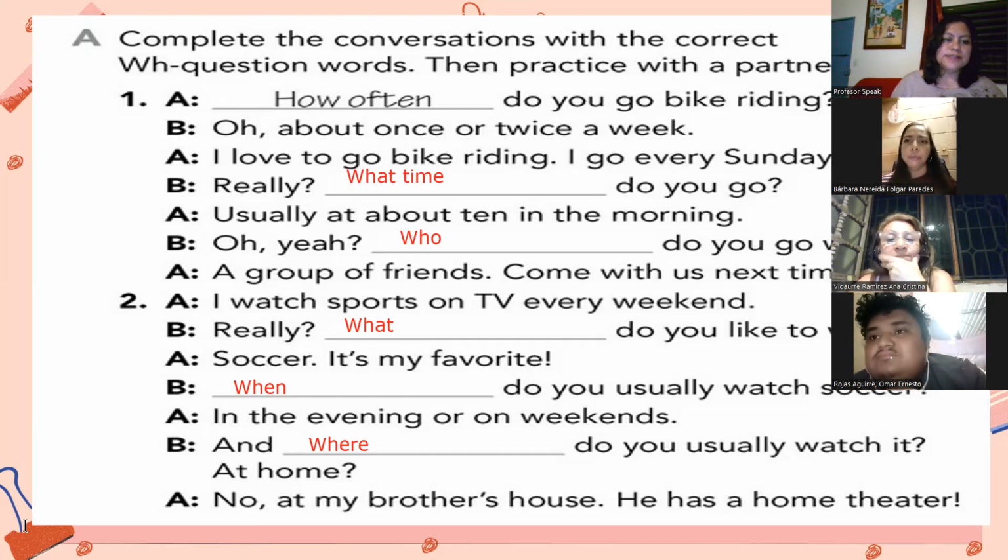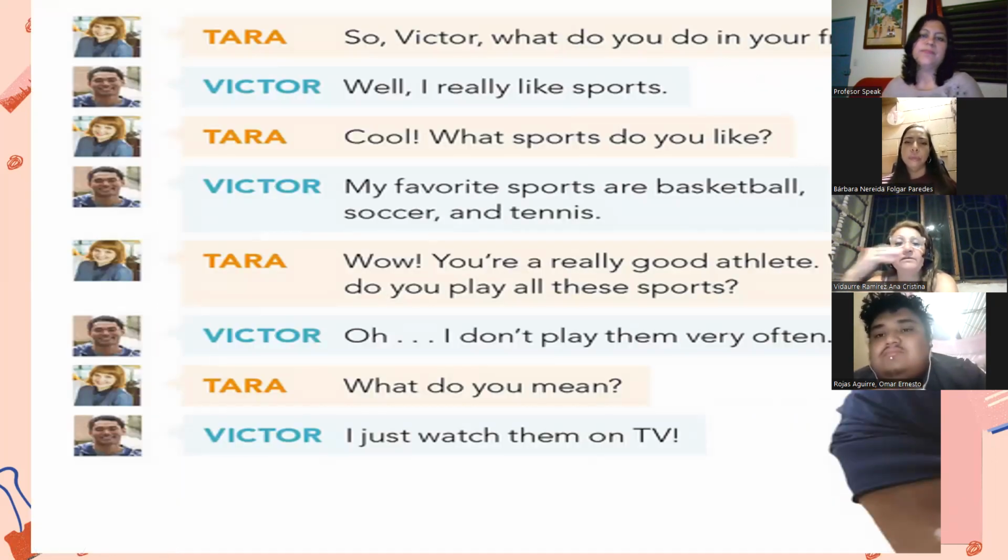Let me erase here. And the next activity is a conversation, okay? It's a short conversation where we're using the WH. Look, what sports do you like? What do you mean? Okay, so we are using WH. So the conversation says, so Victor, what do you do in your free time? Free time is tiempo libre. Well, I really like sports. Cool, bien.